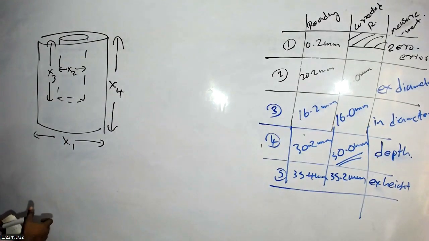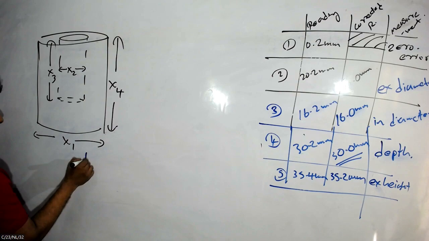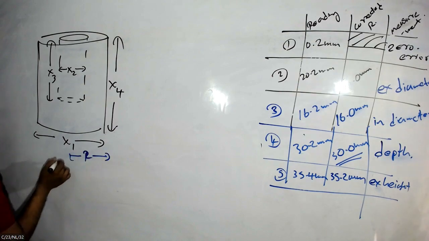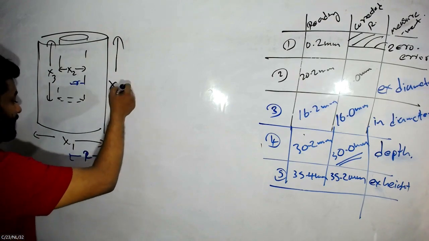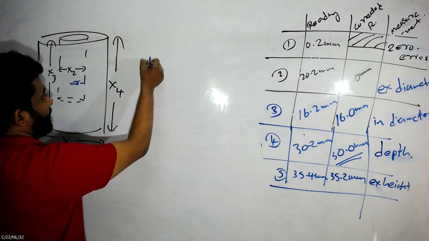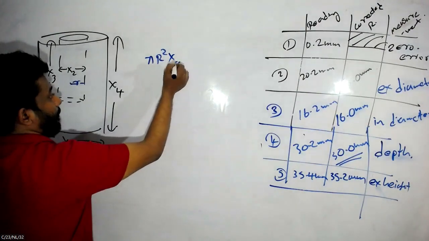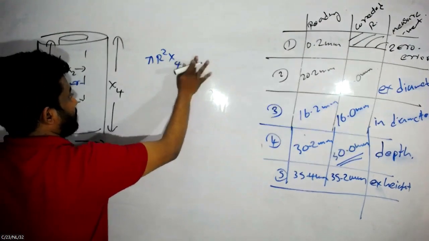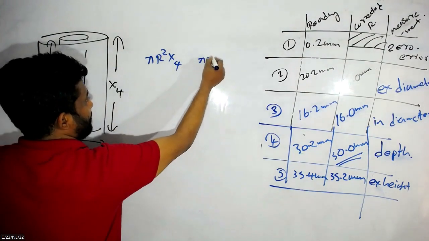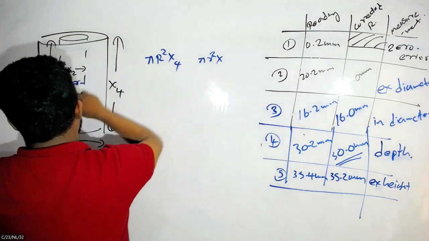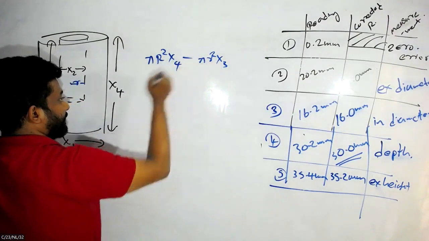You can assume that the external radius of the whole cylinder is capital R, and the internal radius is simple r. First, find the volume of the whole cylinder: pi capital R squared, height x4. Then find the volume of the cavity. The cavity is a cylindrical shape, so pi simple r squared, cross-sectional area, into height x3. Then you have to deduct the value.